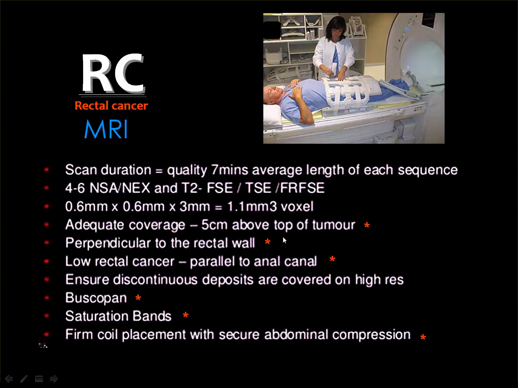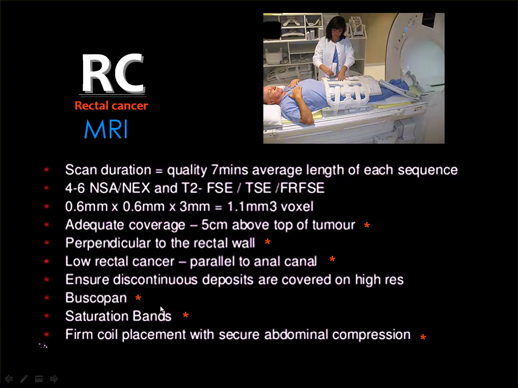There are certain points other than the pulse sequences, the voxel size, the number of NEX, and the matrix, but there should be adequate coverage of the site of the tumor, including 5 centimeters above the top of the tumor. The scan should be perpendicular to the rectal wall, as I will explain. And in cases of low rectal cancer, the scans are parallel to the anal canal.